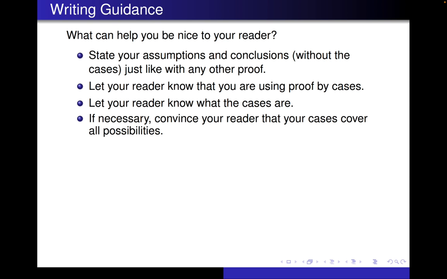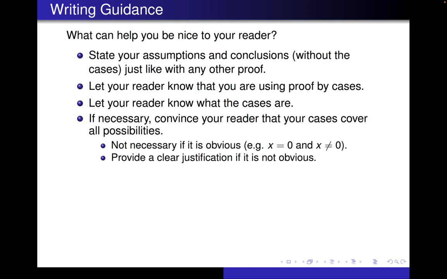Sometimes this is necessary, sometimes not. You might have to convince your reader that the cases you're considering cover all possibilities. If it's obvious, then you don't have to say anything. When I said either x could be 0 or x could not be 0, there's not going to be anyone swooping in saying, well, there's a third possibility. No, that was pretty obvious. But there might be a situation where it's complicated or confusing enough that you need to provide a clear justification if it is not obvious.